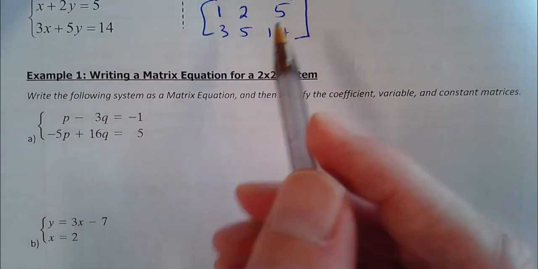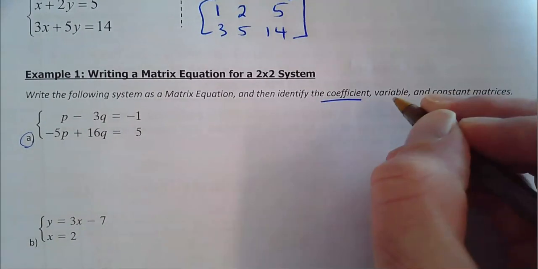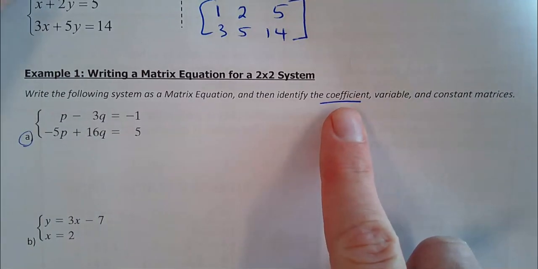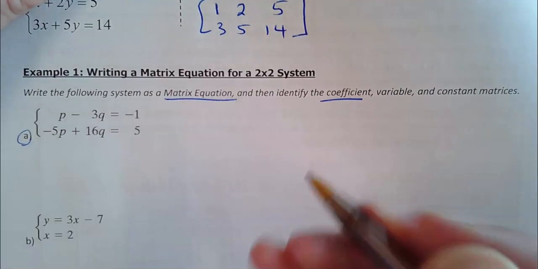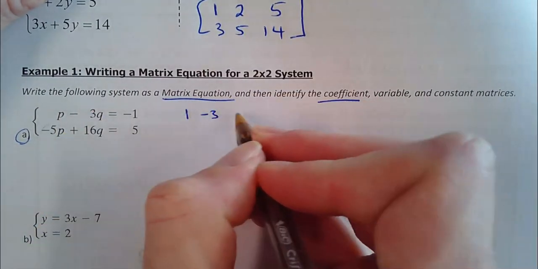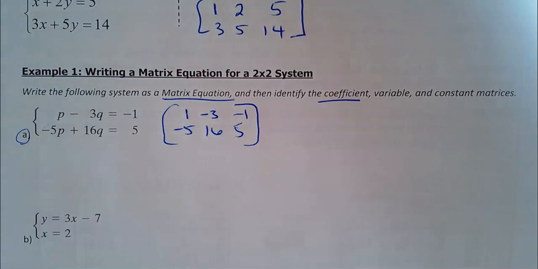What we do have down here, I'm going to show you. It's not important that you memorize it. I want you to look at it, but you're not going to be tested over this part. We want you to know what the coefficient, the variable, and the constant equation is. So we'll just do the matrix first. So the matrix equation here, all of it together, 1, negative 3, negative 1, negative 5, 16, 5. So that's the matrix equation.